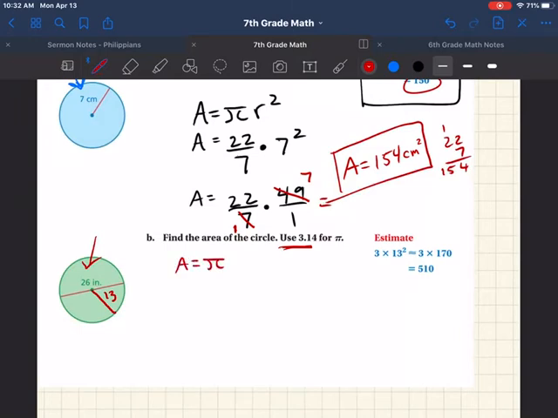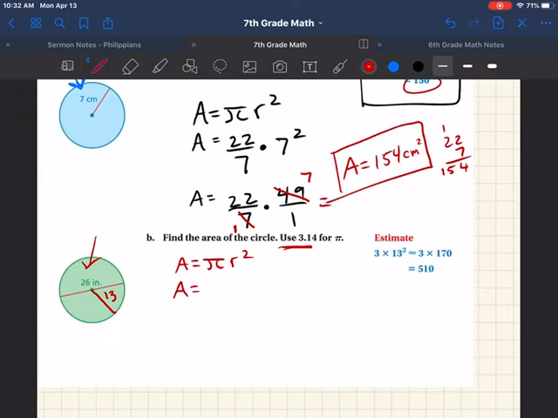So let's write our formula. It equals pi times radius squared. Always write your formula, guys. It's just helpful because when you're trying to remember what the formula is, you've written it so many times. And then you're just going to substitute in, okay?